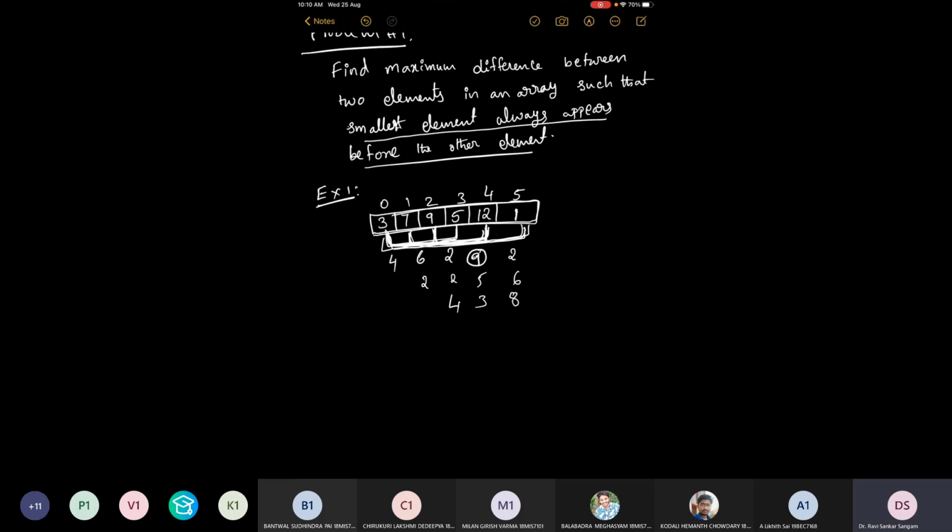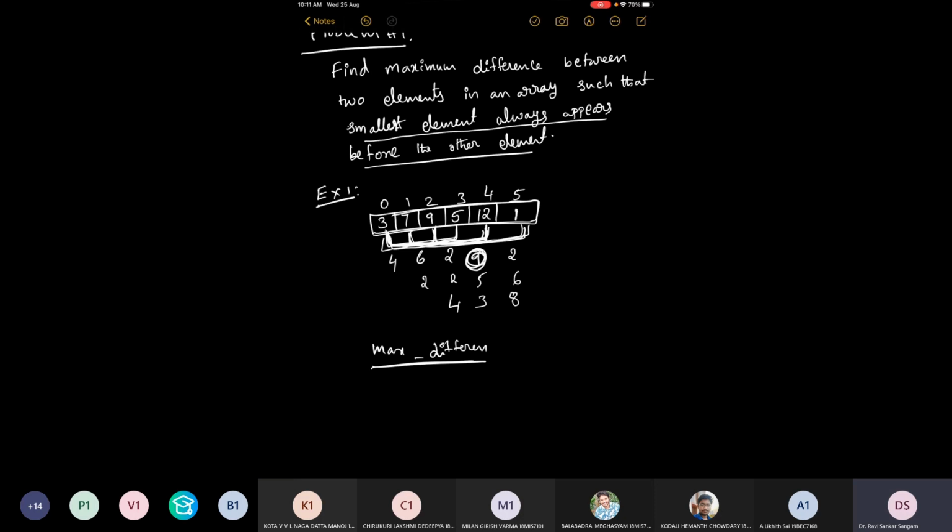Hmm? 9 is the highest. Sorry? 9 is the highest one. Only the difference 9 is maximum, right? That satisfies this condition. So we should return that max difference is 9.